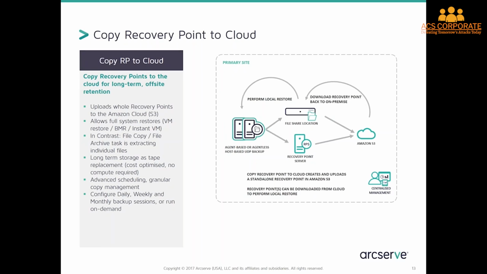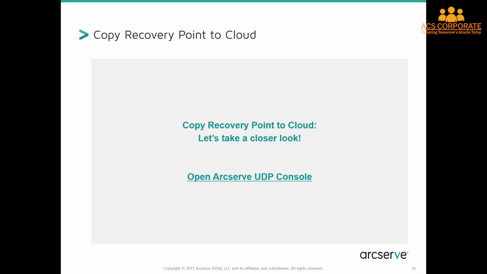We can configure this so that the copy recovery point is done automatically for particular backups and then sent into S3, or we can perform a manual upload of a recovery point into Amazon S3. Essentially what this lets you do is keep those standalone backups in cloud on a more cost-effective storage tier in the cloud, being object store. If you then need to do a restore, you can download the recovery point and do a local restore as you would normally. With that said, let's take a look at how we'd actually configure and perform this.